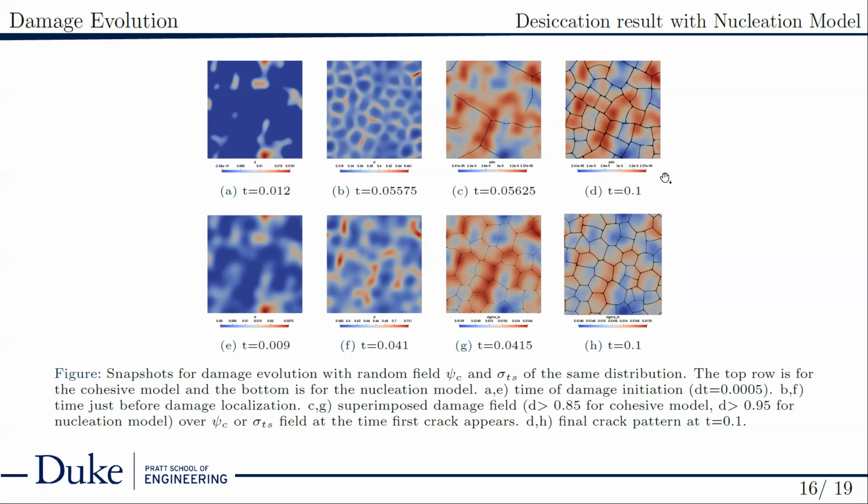The damage evolution before localization for cohesive result largely revealed the resulting crack pattern. And for the nucleation model, although places with high damage before localization resulted in cracks, we cannot see a strong indication of crack pattern before localization.